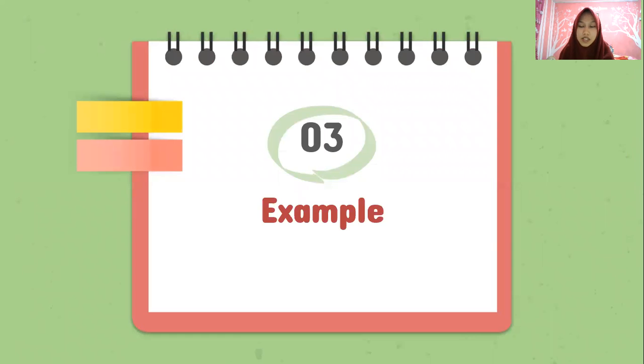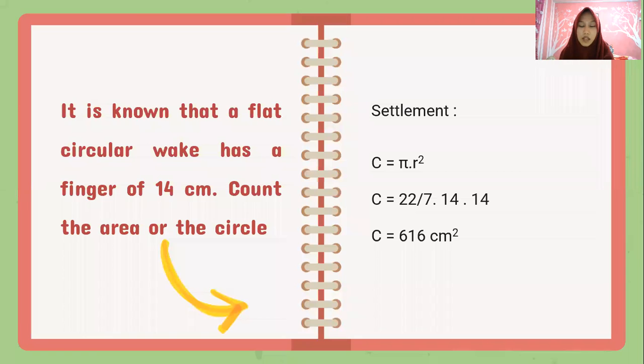The next discussion is an example to find the area of a circle. It is known that a flat circular shape has a radius of 14 centimeters. Calculate the area of the circle. Solution: L equals pi times r squared. L equals 22 divided by 7 times 14 squared. L equals 616 centimeters squared.